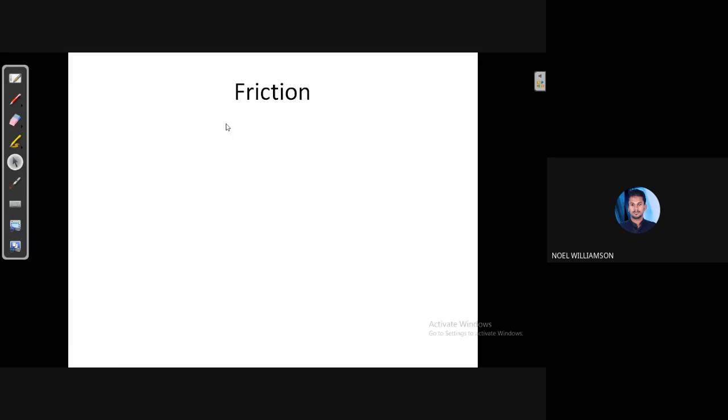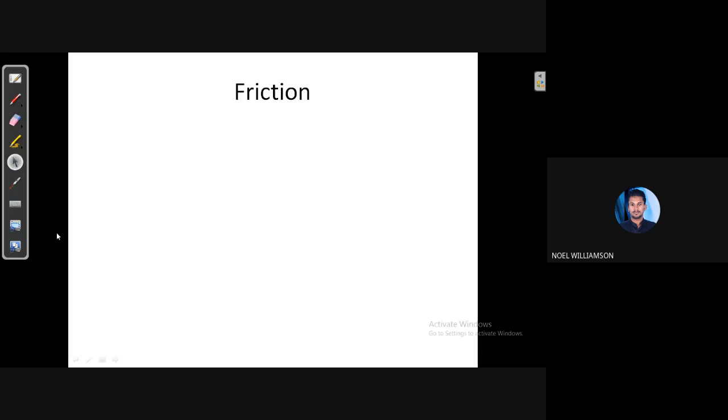Okay, so first of all, we will discuss friction. What is friction and how we can solve the problems. Okay, so you know whenever a body moves or tends to move over another body, then a force opposite to the direction in which the body moves or tends to move is developed at the contact surface. And this particular force is called the frictional force.